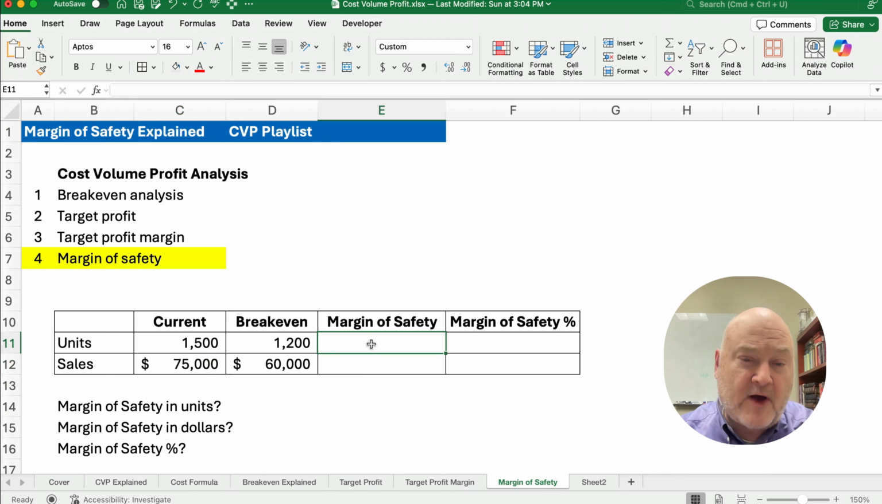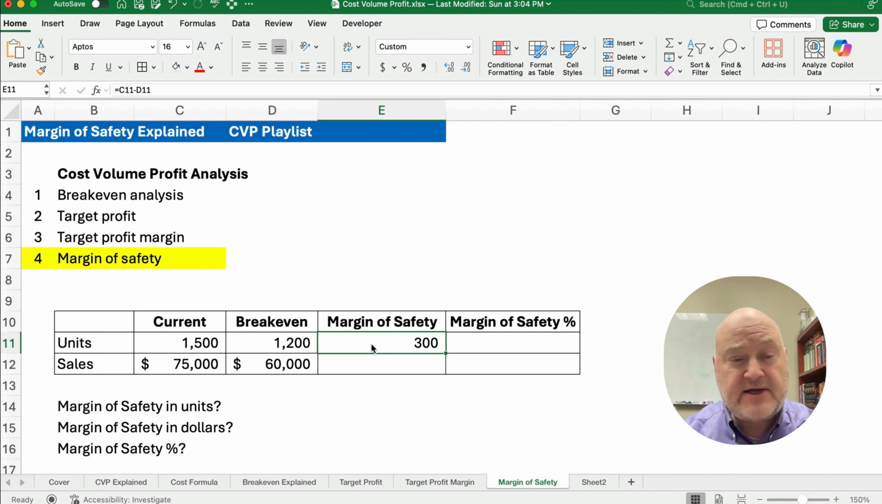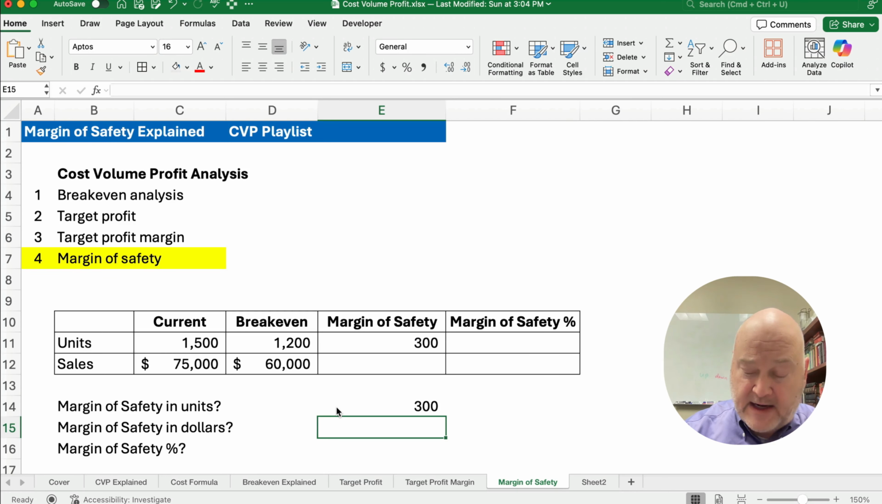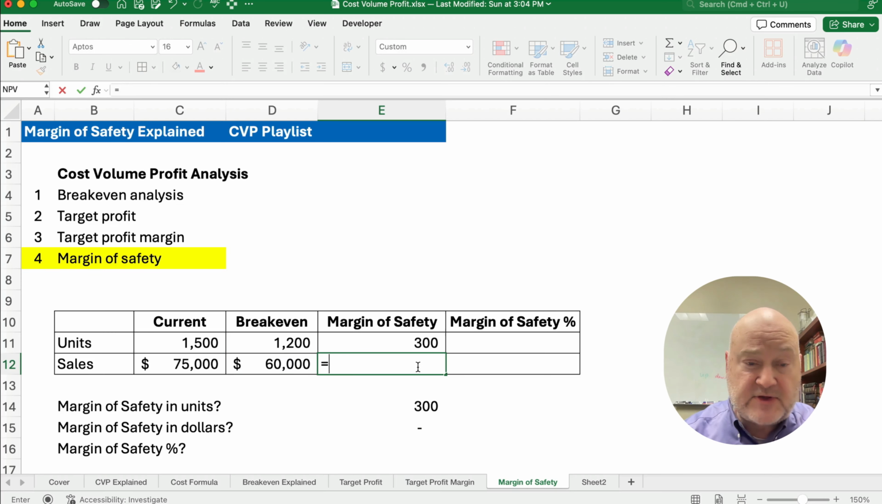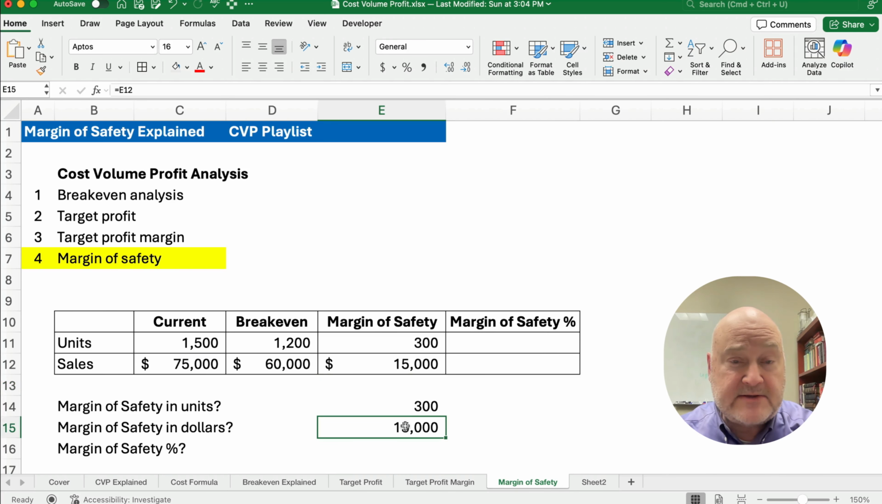Margin of safety is always going to be above the break-even point, and so we're going to take the difference. We're going to take the 1,500, subtract the 1,200. Our sales could drop 300, so our margin of safety in units is going to be 300. Our margin of safety in dollars is going to be the same calculation, except it's with the dollars. So it's going to be the 75,000 minus the 60,000, so it's $15,000.